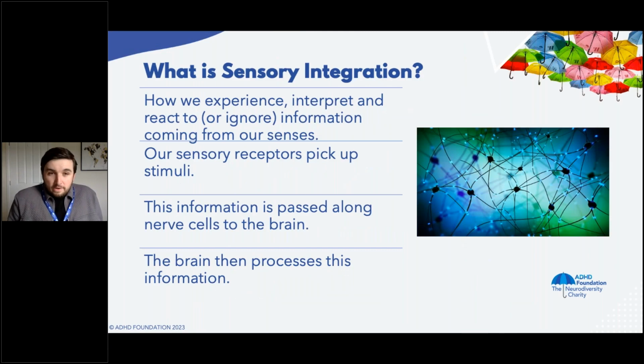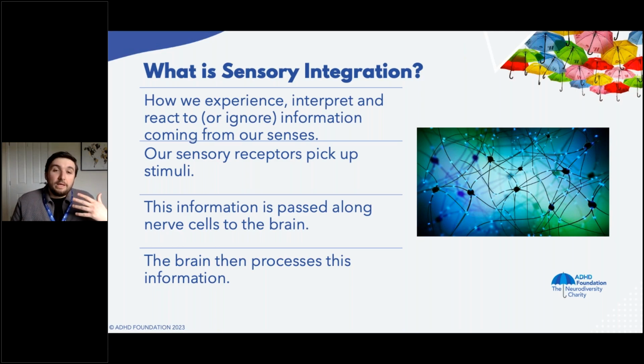So what is sensory integration? Well, it's how we experience, interpret, react to, or sometimes ignore information coming from our senses. What happens is we have sensory receptors, and they're different depending on which sense we're looking at. So for sight, for example, our sensory receptors are our eyes. Smell, it might be our nose, and so on. Our sensory receptors pick up different stimuli, and then this information gets passed along nerve cells to the brain. The brain then processes or organizes this information. So that's basically how it works.